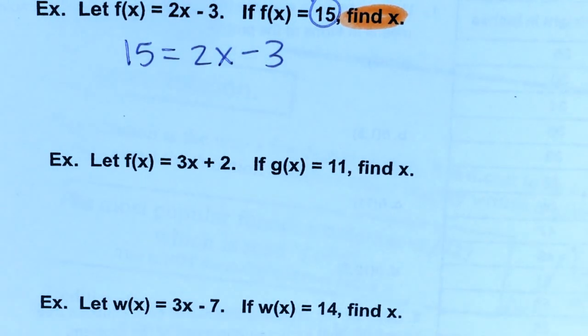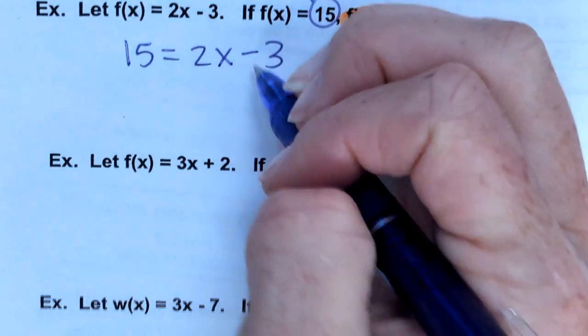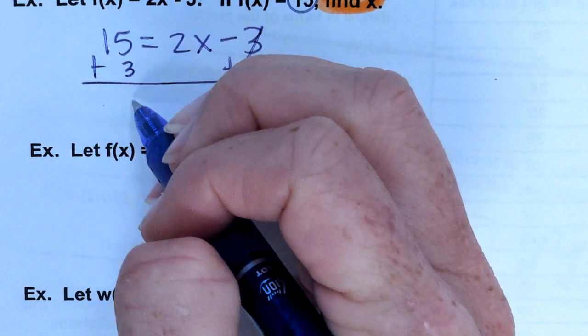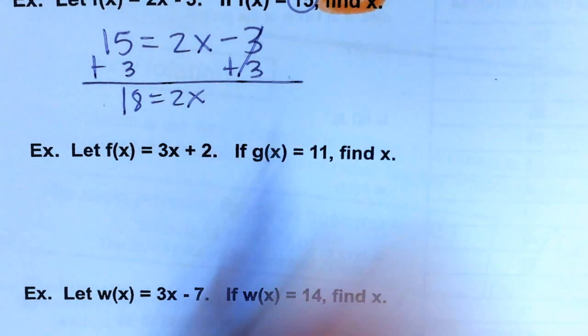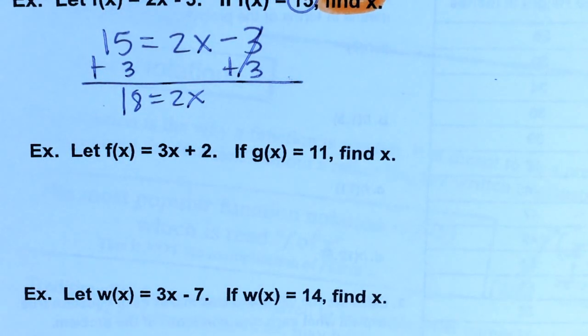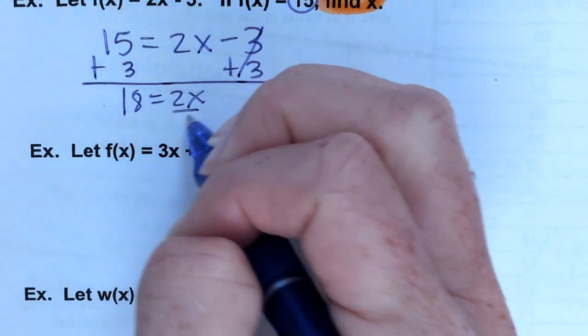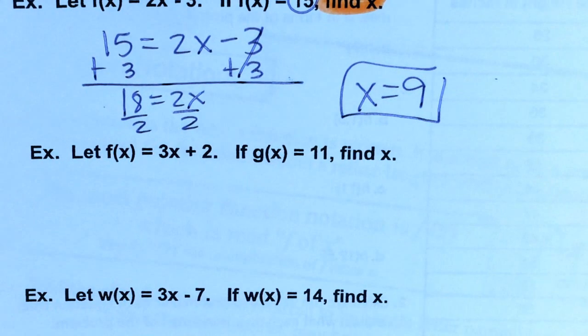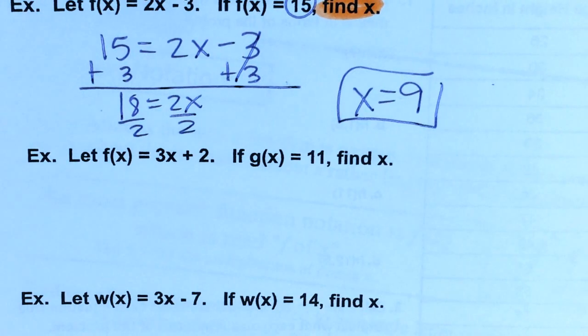How would I solve this equation? Get rid of the 3 by adding. So I have 18 equals 2x. How would I get rid of the 2? Divide by 2. And I would get x equals 9. Did we find x? Yes.